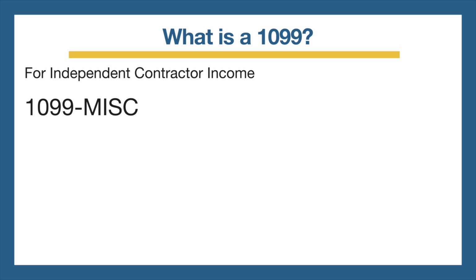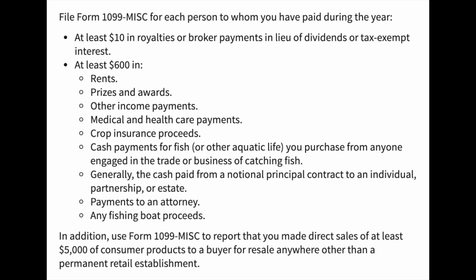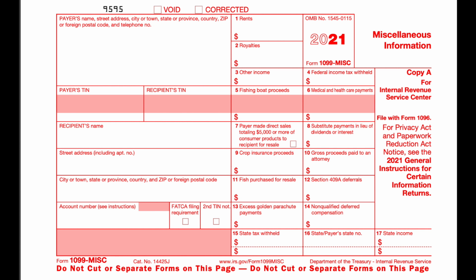This one would be for independent contractors. So for example, if you're a freelance videographer and you hire yourself out to individuals or companies on a contract basis, then each job you receive an income from should be reported to you on a 1099 form like this one.